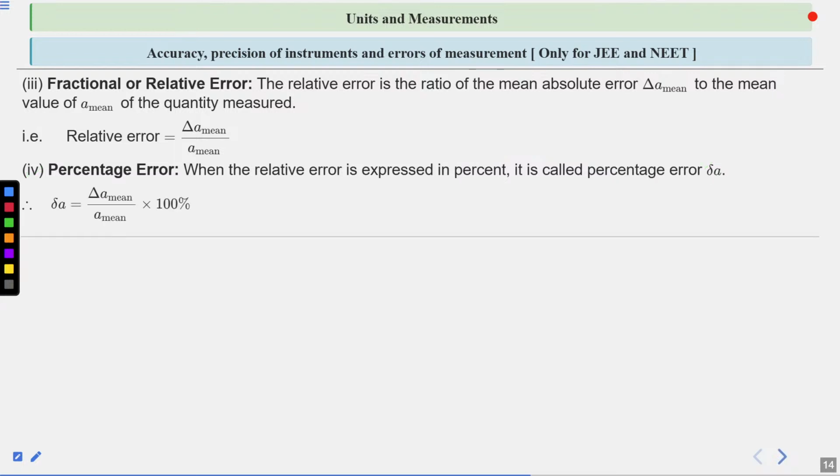The percentage error is equal to delta A mean, where delta A mean means absolute mean error, divided by mean value into 100%. So using this formula we can calculate the percentage error. Clear?